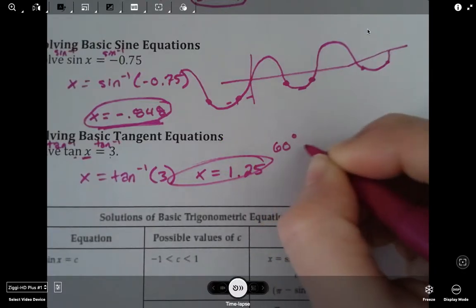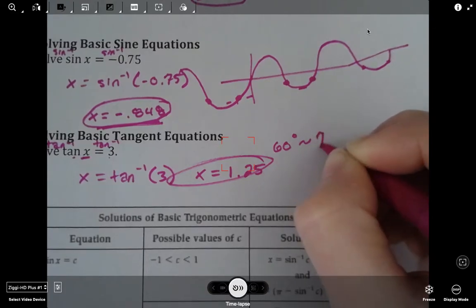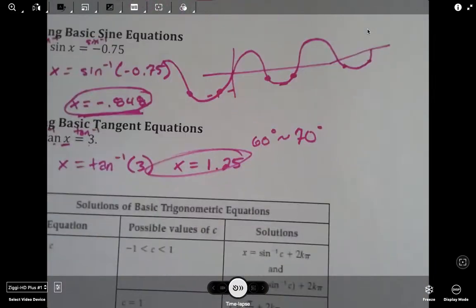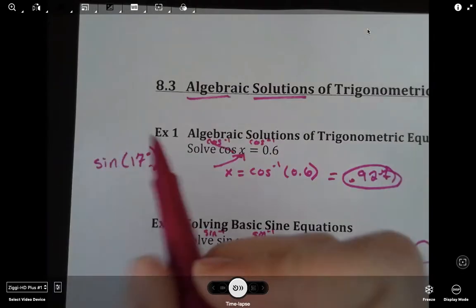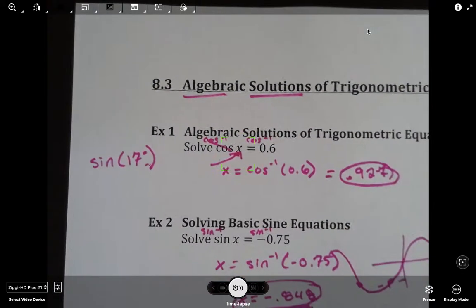Now, if your mode was in degrees, it should be something like 60 some degrees, somewhere between 60 and 70 degrees, maybe, is what you should get for 1.25 radians. That's what the equivalent is. So if you were in degrees, you probably got this as an answer, right? But if they don't specify, they want it in radians, all right? If you're plugging something in that's in degrees, you need to make sure you're in degrees, right?